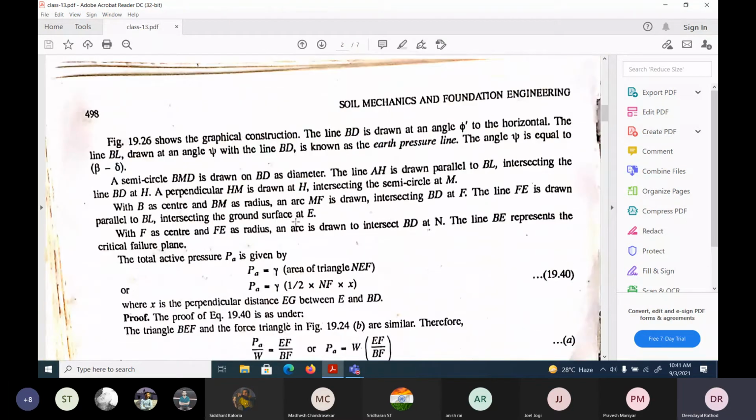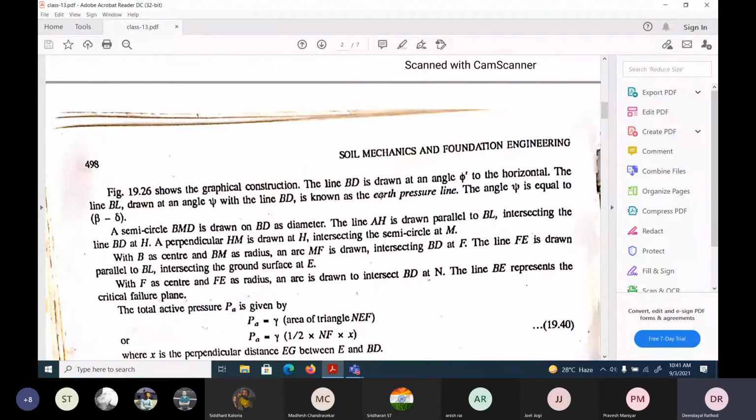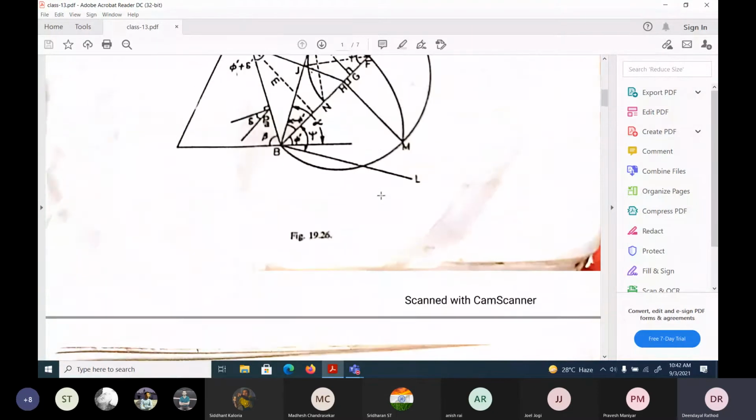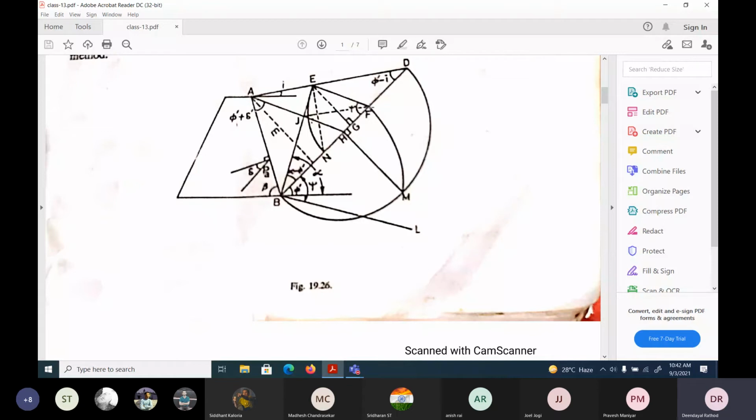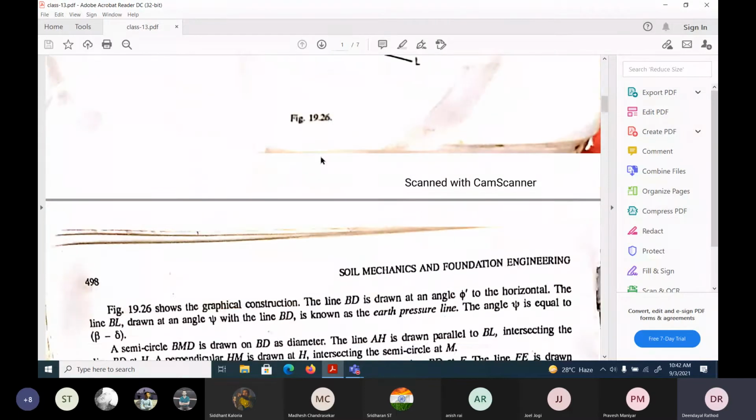Then he says, with F as the center and FE as the radius, an arc is drawn to intersect BD at N. Draw this arc intersecting here at N. That's what it says.